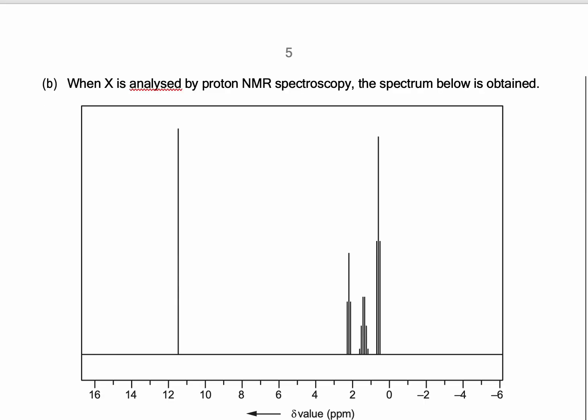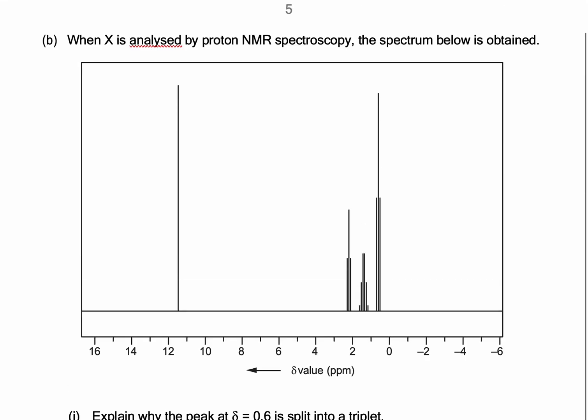Next question. The next question involves NMR spectroscopy. B. When X is analyzed by proton NMR spectroscopy, the spectrum below is obtained. So before going to the questions, let's analyze the spectrum. Here you can see that we have a single line, or we call it a singlet.